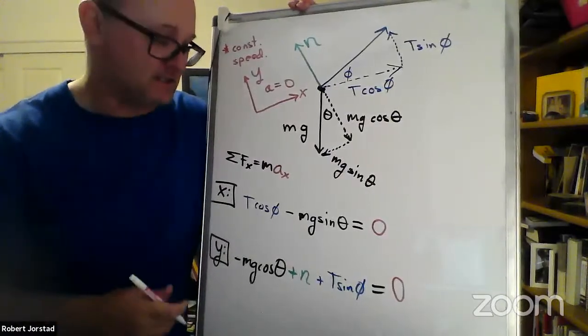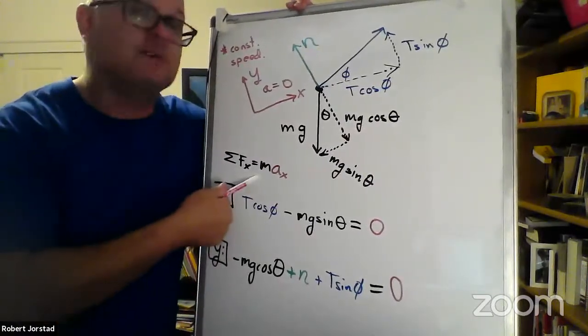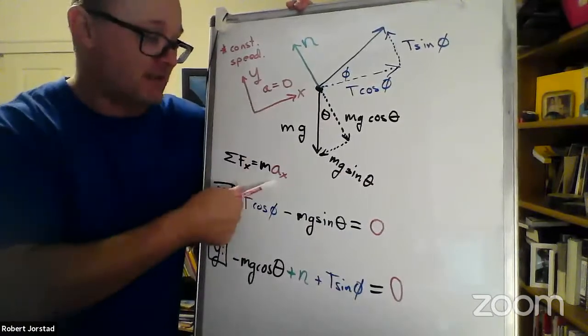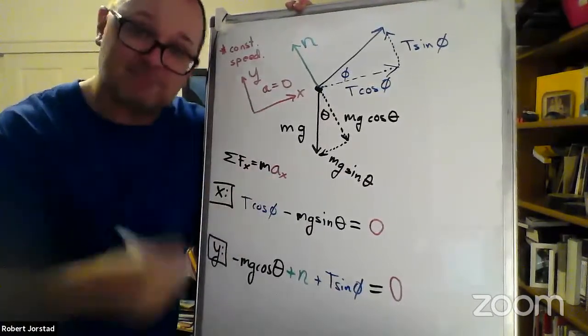But for me, it's easier just to say, well, Newton's second law always applies. And sometimes acceleration equals 0, sometimes it doesn't. And you could use that for x, y, and z.